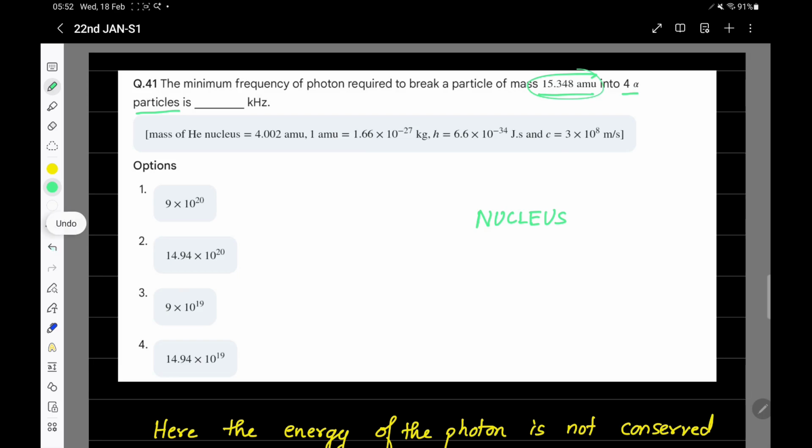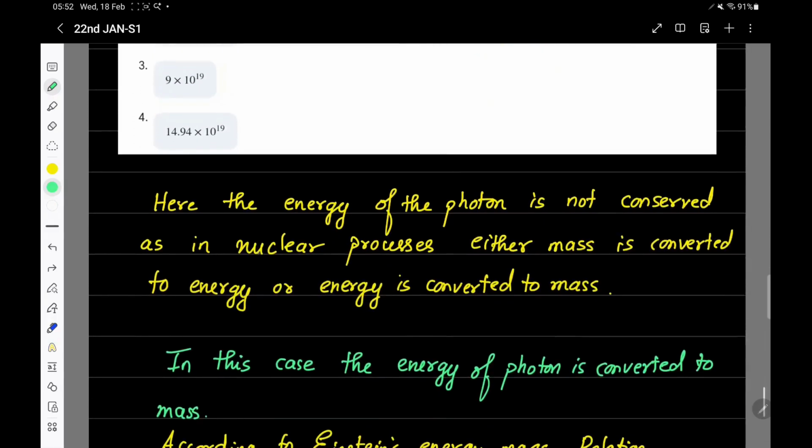Clearly the mass of 4 alpha particles is greater than the mass 15.384 AMU. Therefore, in this process, the energy of photon is getting converted into mass. Clearly this is a nuclear process because initially the particle is not an alpha particle and finally it's an alpha particle, which means its nucleus is now helium nucleus. So this is a nuclear process as the nucleus of the particle is changing its nature.